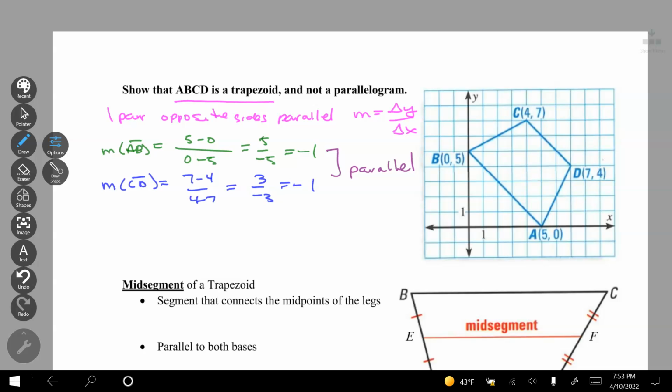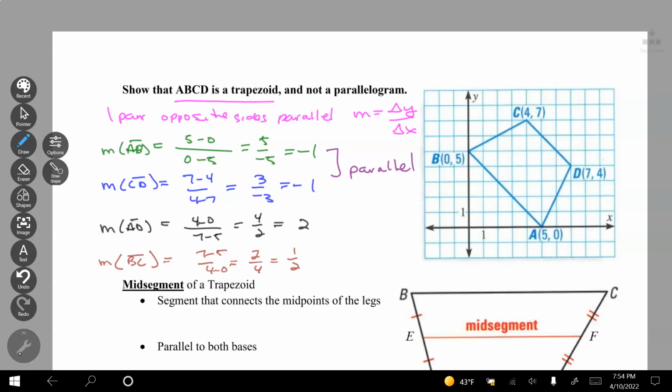Now I have to show that side AD is not parallel to BC, because if those sides were parallel, then it would be a parallelogram. And I've shown the work here, and you can see that AD and BC do not have the same slope, so they are not parallel.